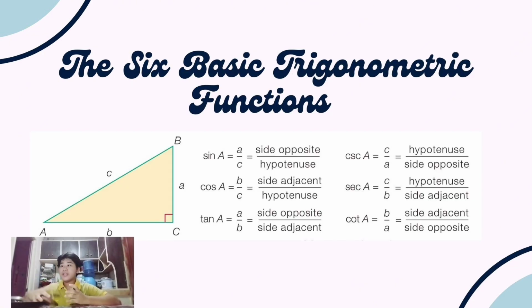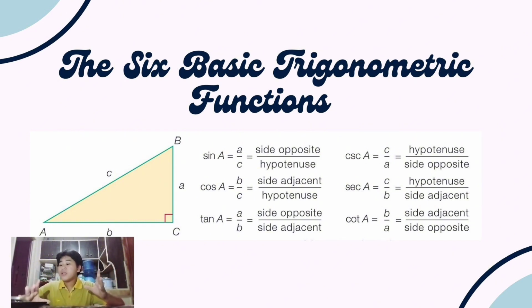I have here the 6 basic trigonometric functions. We have the sine, cosine, tangent, and the cosecant, secant, and cotangent, which are the reciprocals. For the sine, the reciprocal is the cosecant, for the cosine it is the secant, and for the tangent it is the cotangent. Here, sine is the opposite side over the hypotenuse.